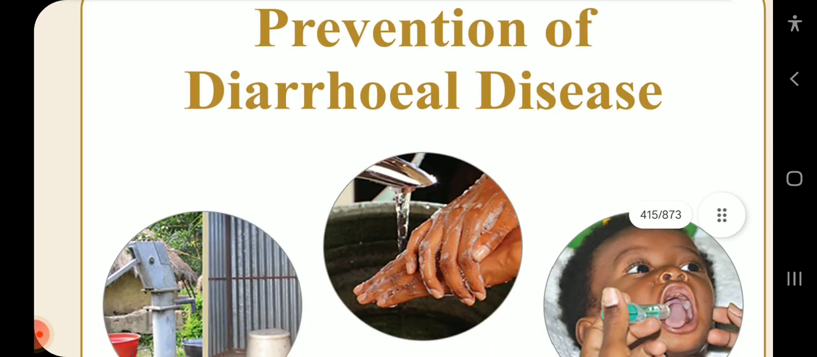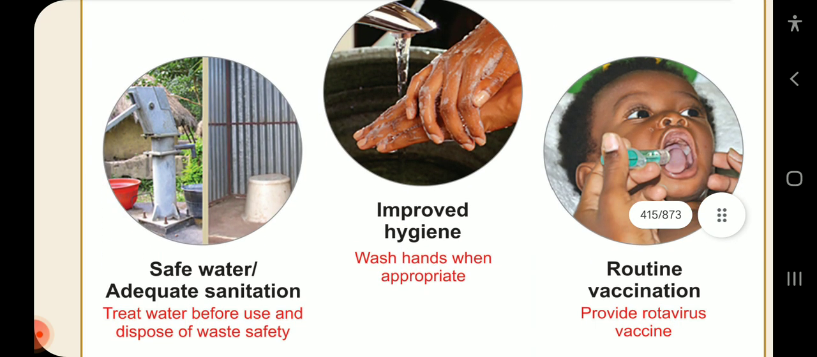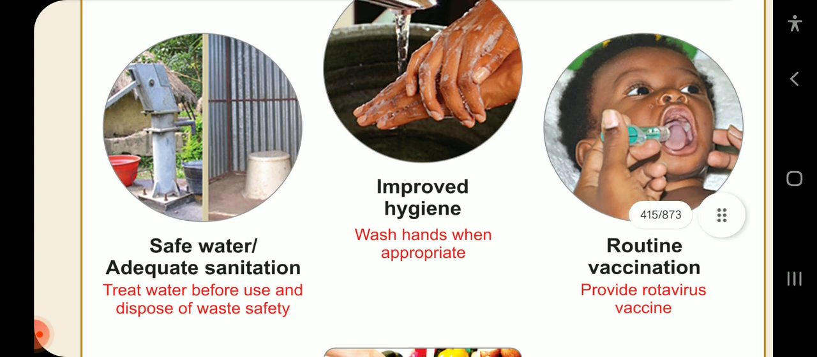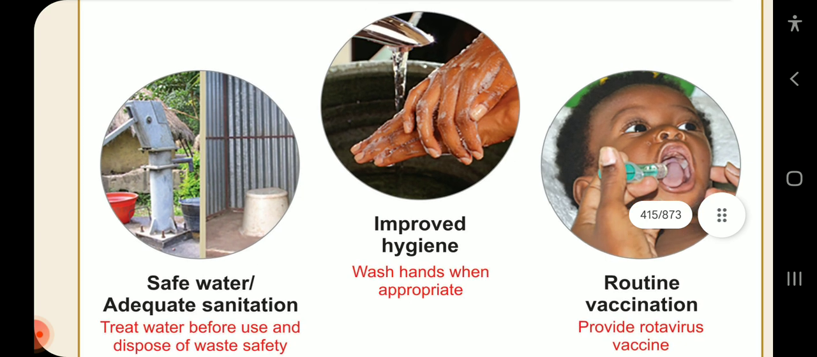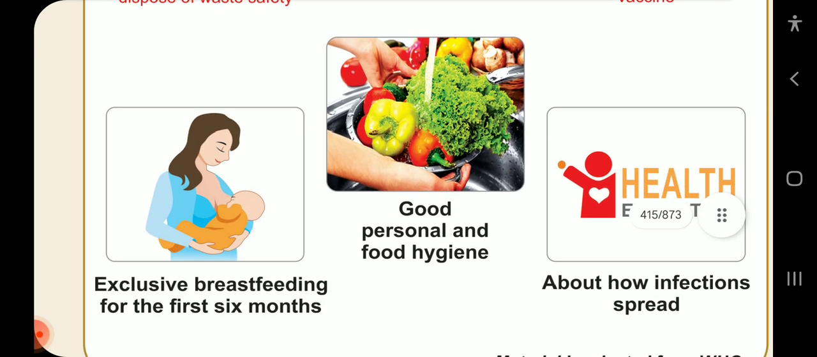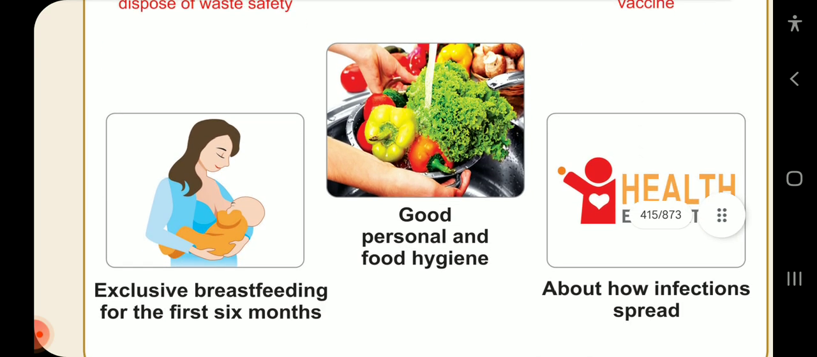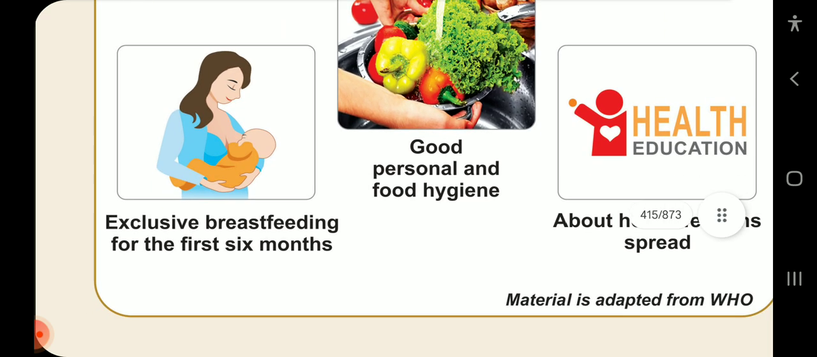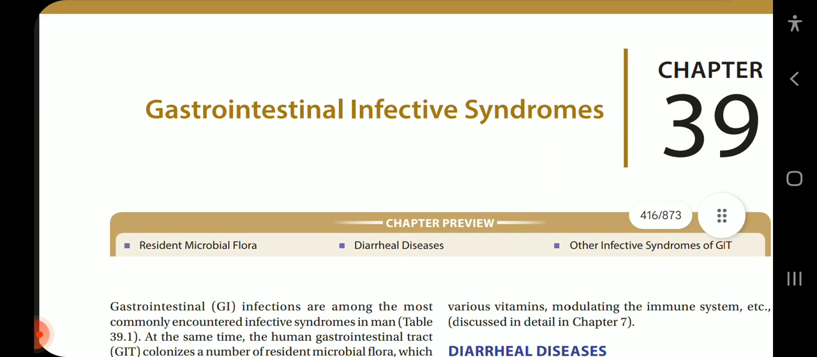So this is about prevention of diarrheal diseases. The WHO recommendations: first is safe water, adequate sanitation, treating water before use, and disposing of waste safely. Next is improved hygiene, washing hands when appropriate. Routine vaccination to provide the rotavirus vaccine. Exclusive breastfeeding for the first 6 months. Good personal and food hygiene, and health education about how the infection spreads.